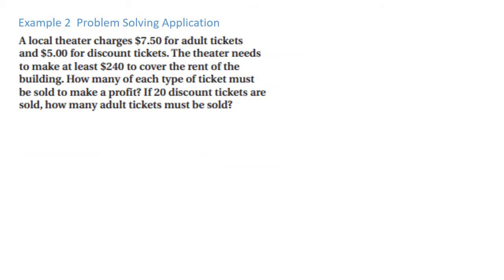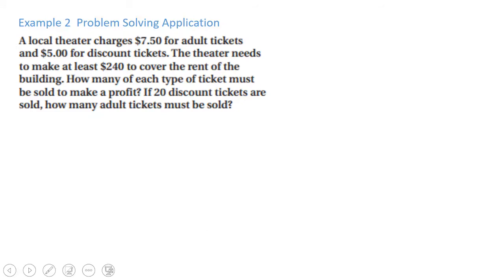Okay, we're going to do a problem-solving application, so let's read it together. A local theater charges $7.50 for adult tickets and $5 for discount tickets. The theater needs to make at least $240 to cover the rent of the building. How many of each type of ticket must be sold to make a profit? If 20 discount tickets are sold, how many adult tickets must be sold? So we actually have two things that we're going to have to solve for.